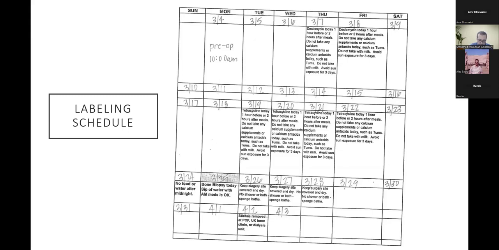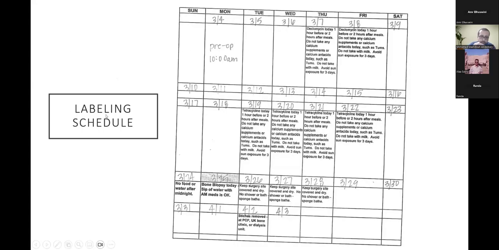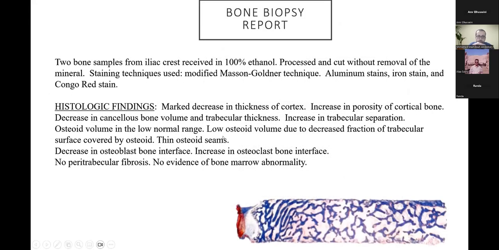As Dr. El-Jabri mentioned in her first presentation, the fluorescence, yeah, I think I also have a picture of the fluorescence. So this labeling medication helps us to determine the turnover status of the bone. And here is the bone biopsy report.